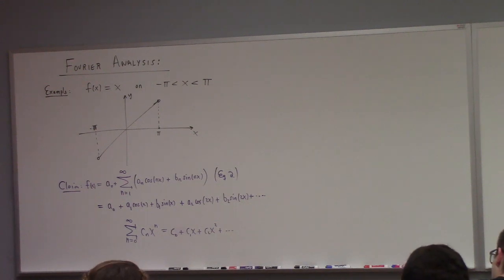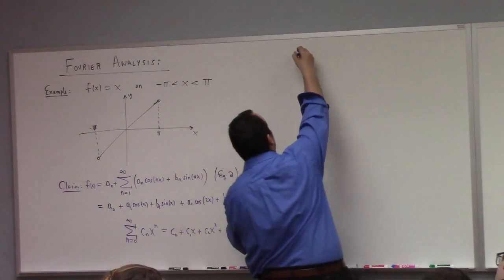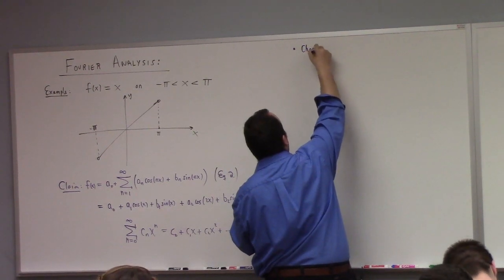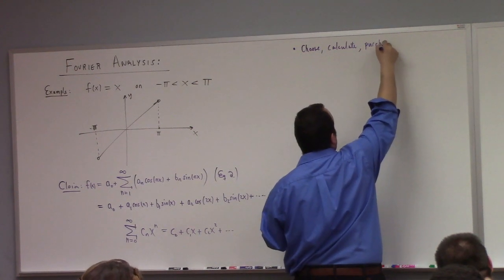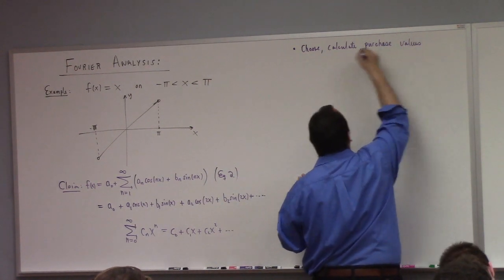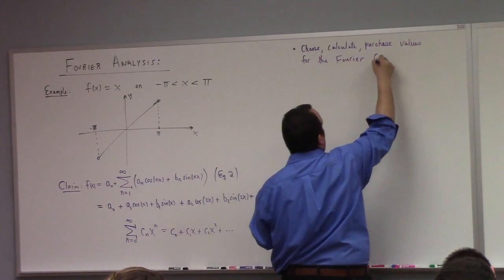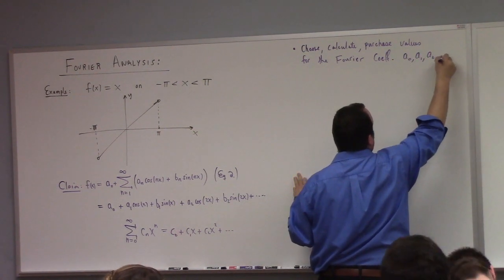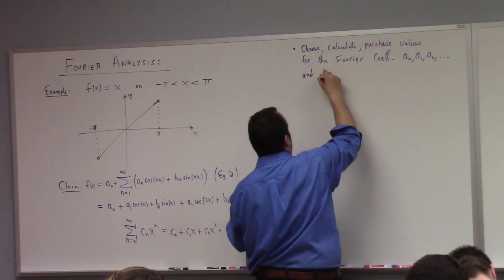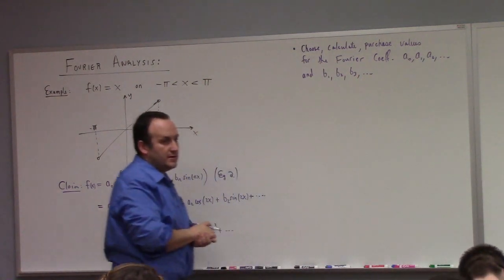Now our goal, our mission, should we choose to accept it, is to find values for the Fourier coefficients. We need to choose, calculate, purchase, whatever you want to do, values for the Fourier coefficients, which are a0, a1, a2, dot, dot, dot, and b1, b2, b3, dot, dot, dot. All right? That's our goal here.